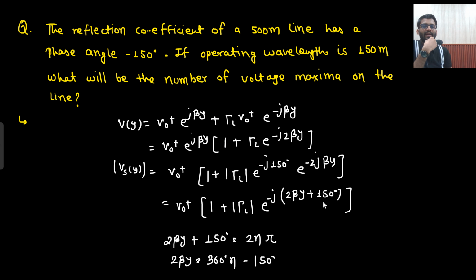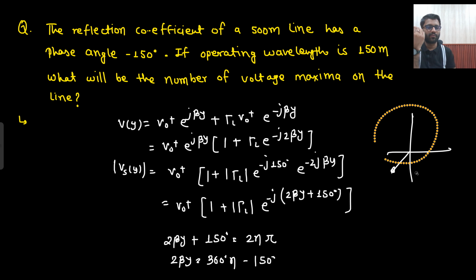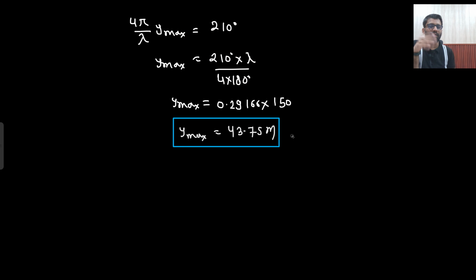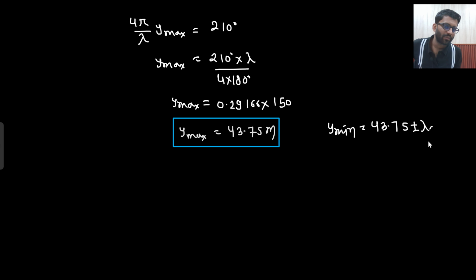And here you can see that gamma L is a negative angle, minus 150 degree. On the Smith chart you would know that it would be somewhere here, so certainly it has to be a capacitive load. If it is a capacitive load, the first voltage minima will occur, and from here as well you can get to know where your minima will be. Minima will be at 43.75 plus minus lambda by 4. First you will check for minus lambda by 4.